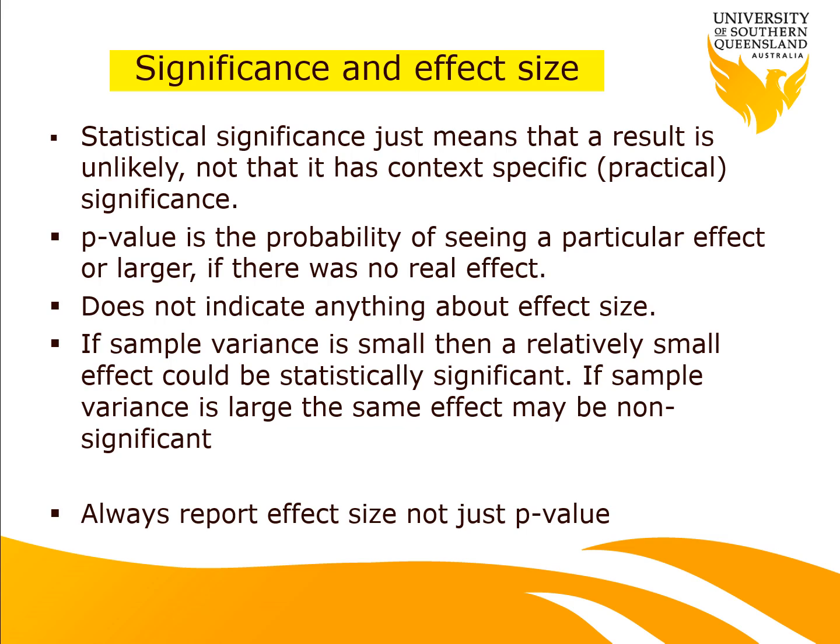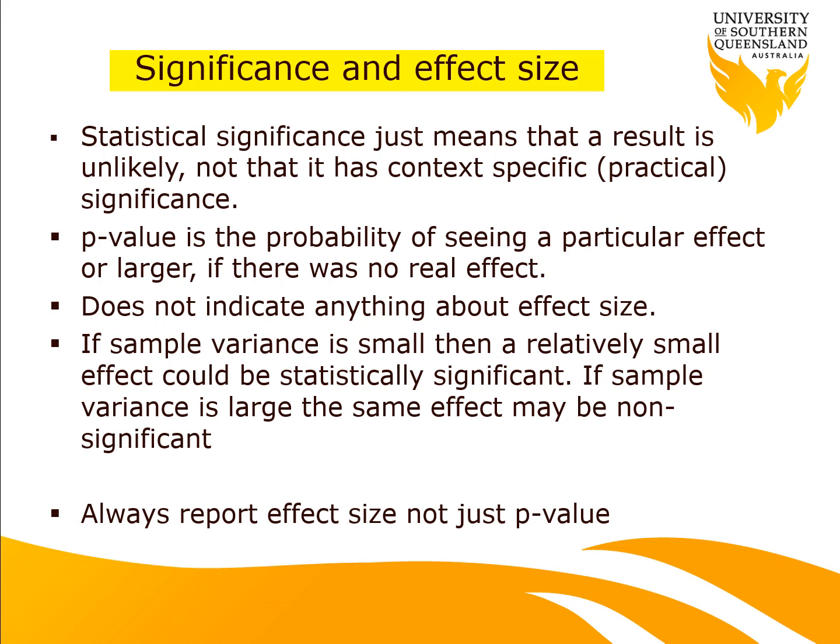So the p-value is the probability of seeing a particular effect or larger if there is no real effect at all. Remember, our null hypothesis states there's no difference between groups, or there's no relationship among variables. So if we have a small p-value, it's saying that if that was true, the chance of seeing the pattern in your data that you're actually seeing is so small that we're going to say that's false. There is really a pattern, or there is really a difference.